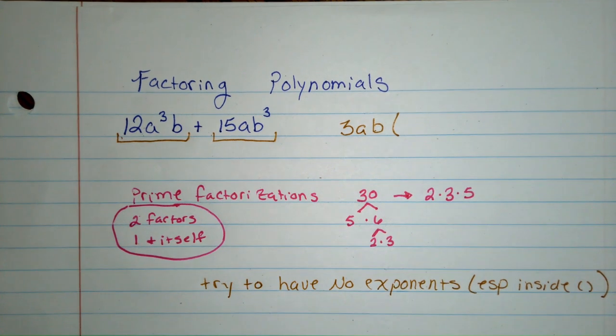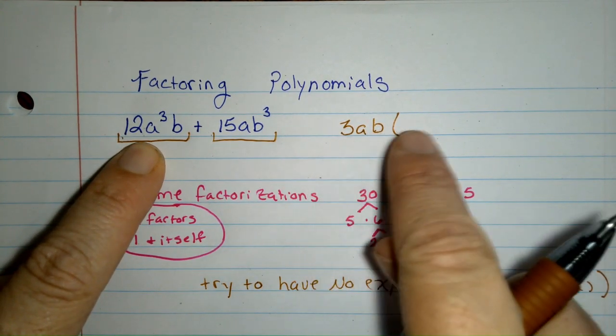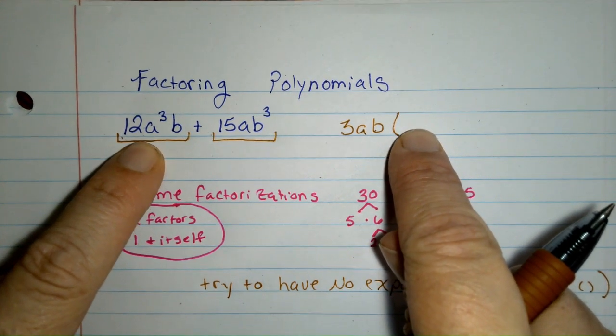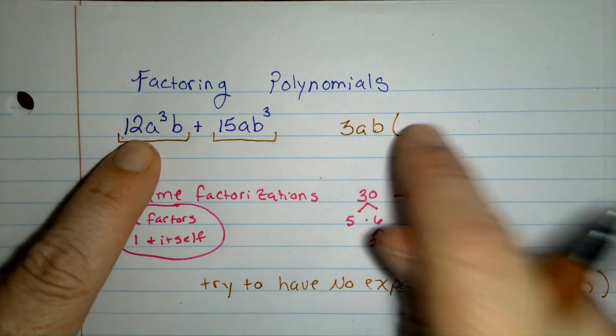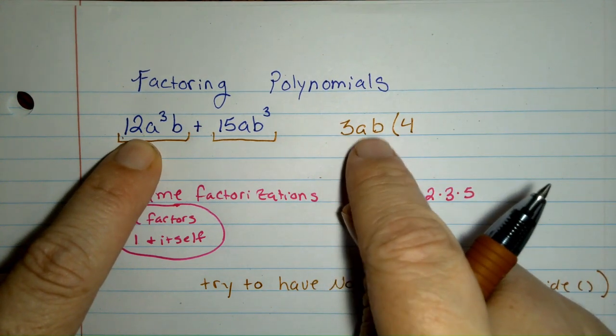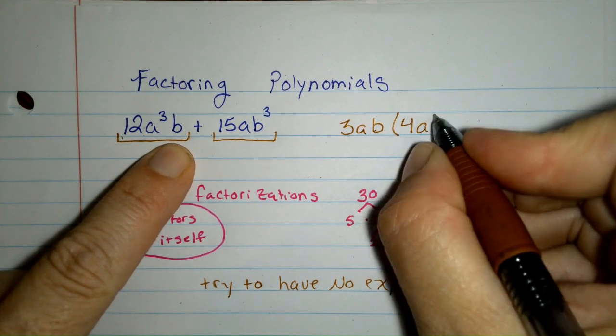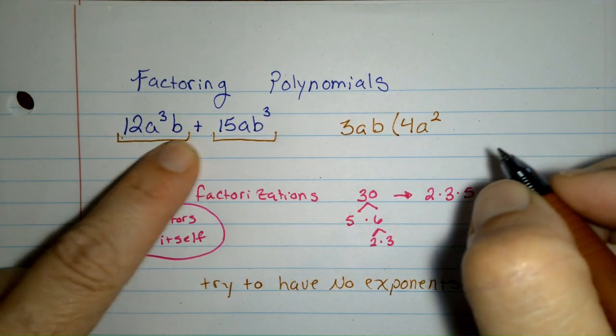So what we're doing here is we're reversing that distribution process. So what would have to be here so that when we distribute, we get 12? Well, 3 times what is 12? That would be 4. And then we have an AB, but we need A cubed B, which means we would need 2 more A's. Then we have that plus sign.